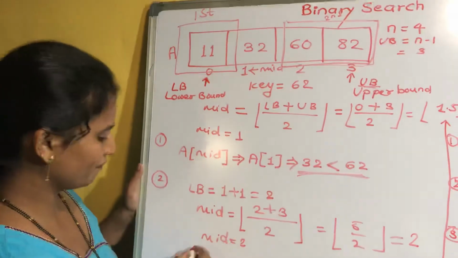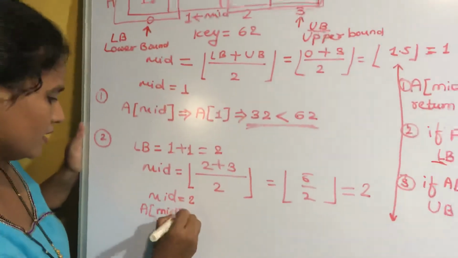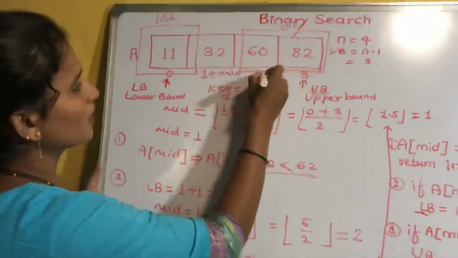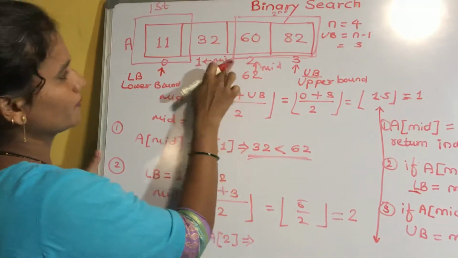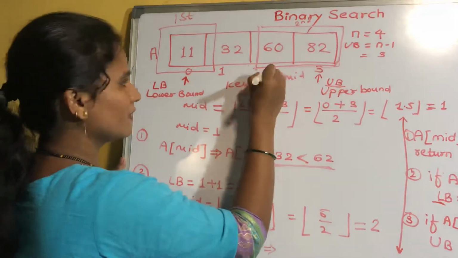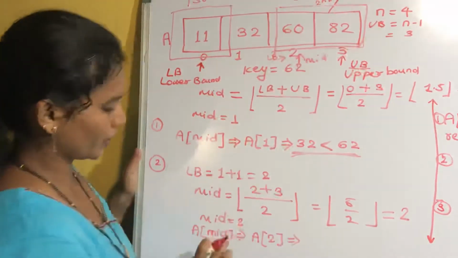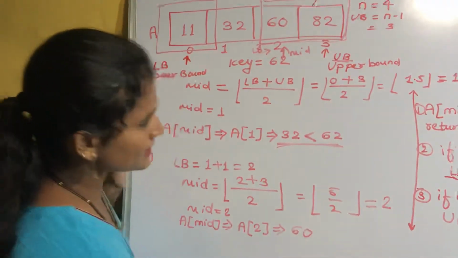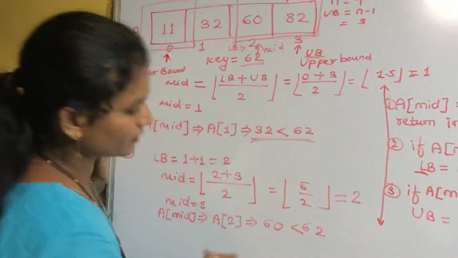Now compare A of mid with our search key element. So A of mid equals A of 2. What is A of 2 here? Now see, our mid value is here. A of mid is now pointing to 2. This was our previous one. Now mid is pointing to 2, and this is our lower bound also. Lower bound and mid are pointing to 2 and upper bound is 3. A of mid equals A of 2, and A of 2 is what? 60. Compare that 60 with our key element, the searching element, 62. 62 is greater than 60.